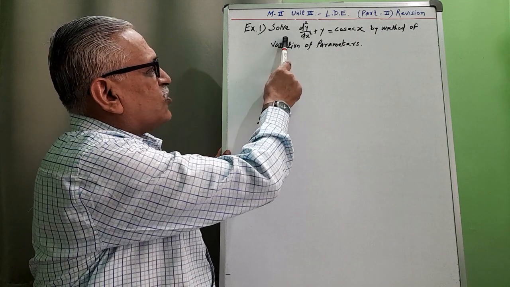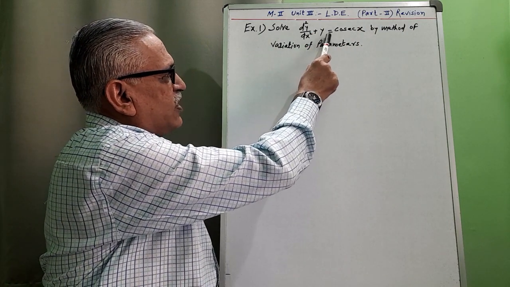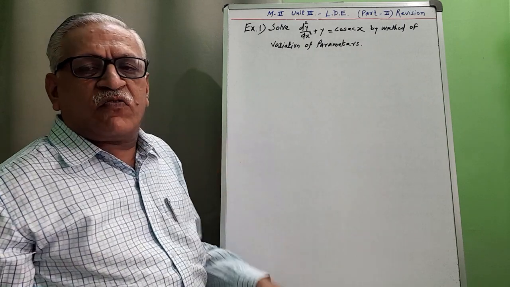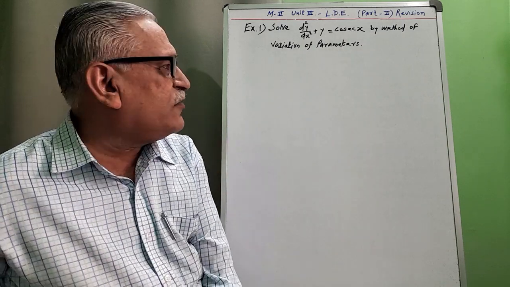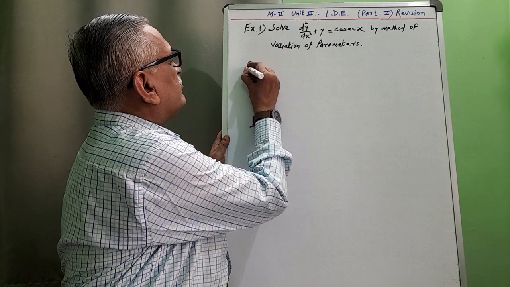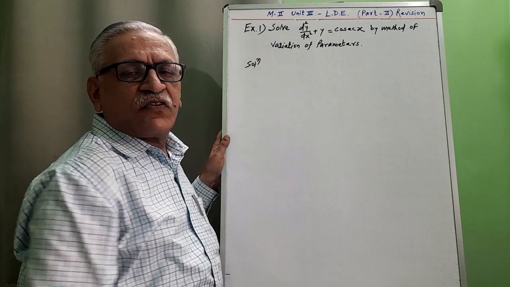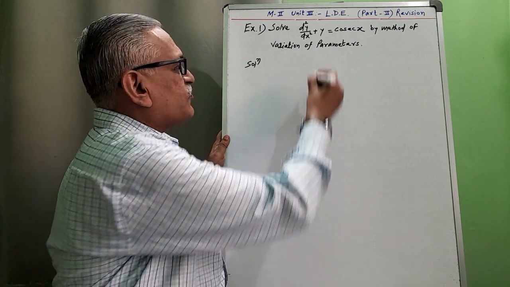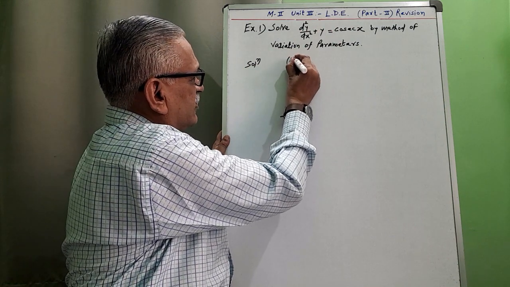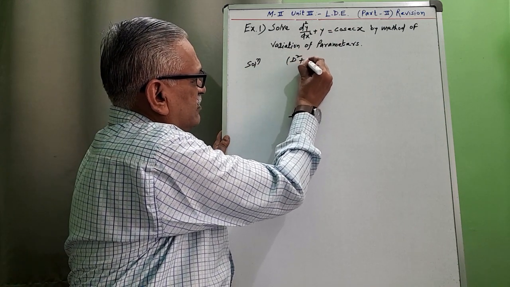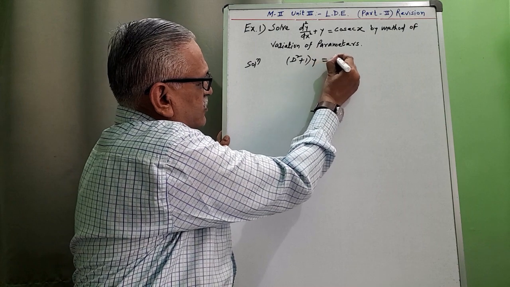First example: solve d2y by dx square plus y is equal to cosec x by method of variation of parameter. Here the given differential equation, if we convert in terms of symbolic form, becomes (D square plus 1) y is equal to cosec x.